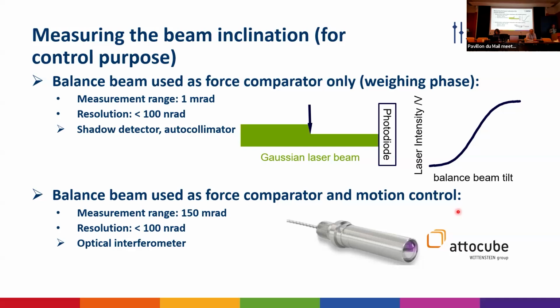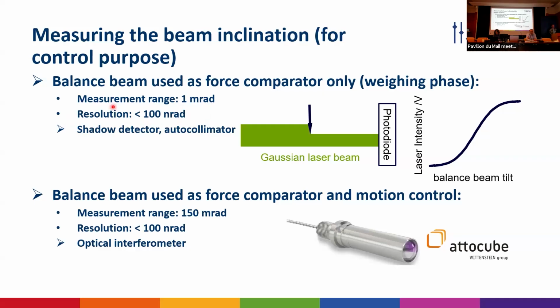It can be used only for force comparison during the weighing mode, but it can also be used for both force comparison in the weighing mode and to provide motion during the dynamic mode, during the velocity phase. So if you are using your beam only as a force comparator, you don't need a very large measurement range because the deflection of the beam will remain within typically a millirad, but you need a very high resolution, and a very fine control of the angular position for the force determination.